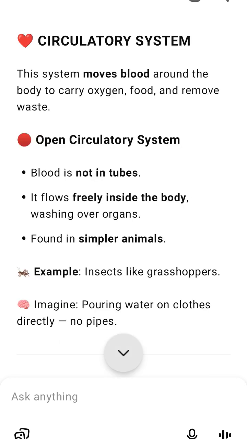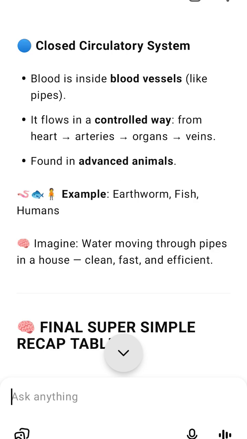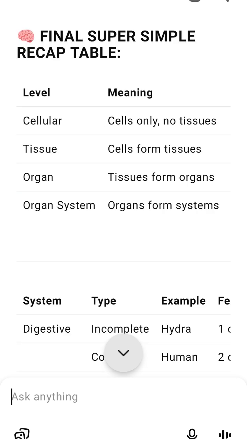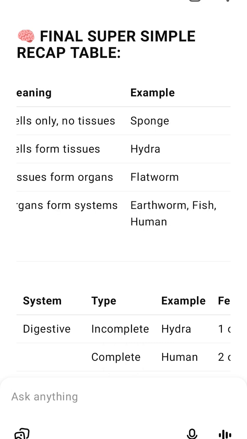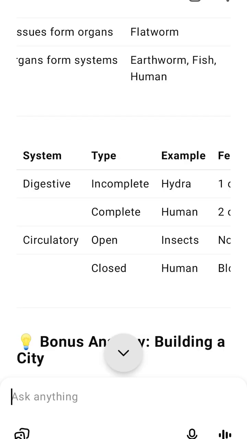No pipes. Closed circulatory system: blood is inside blood vessels like pipes. It flows in a controlled way from the heart, arteries, organs, veins. Found in advanced animals, for example earthworm, fish, humans. Imagine water moving through pipes in a house: clean, fast, and efficient.